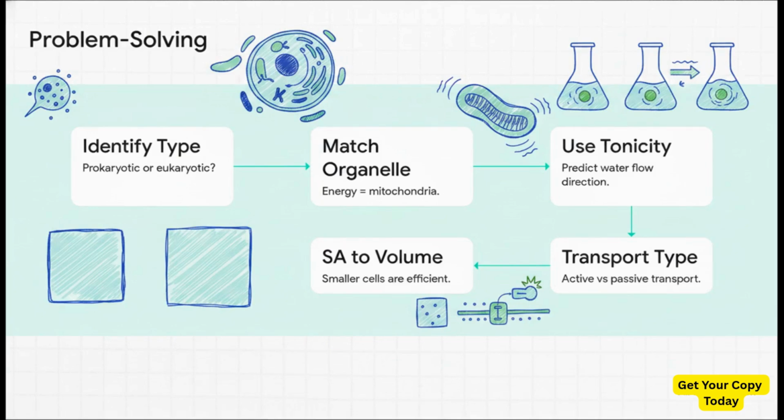To make sure you never freeze up on a test question, the guide gives us this super reliable 5-move problem-solving strategy. First, identify if the cell is prokaryotic or eukaryotic. Second, match the organelle to its function. Third, use tonicity to figure out water flow. Fourth, check if we're dealing with active or passive transport. And fifth, apply surface area to volume logic. This exact framework will help you solve pretty much any cell bio problem they throw at you.